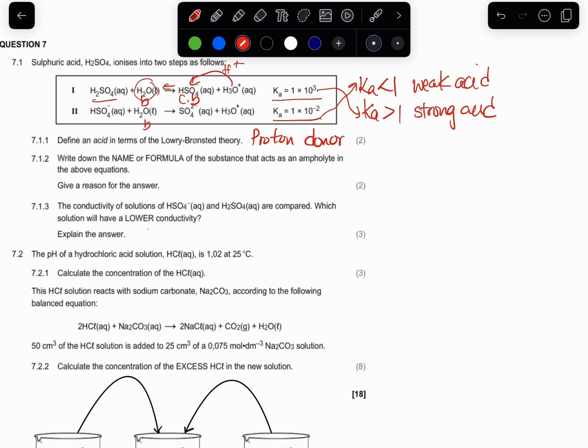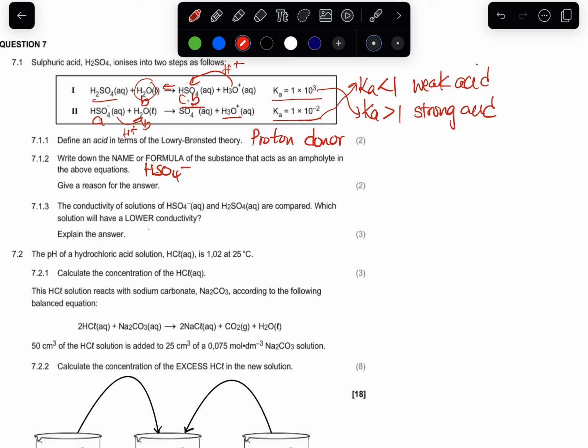So let's look at the hydrogen sulfate in this side. This hydrogen sulfate donates a proton to water. How do we see that? We see the water becomes oxonium. So we conclude that this hydrogen sulfate here, in this side it acts as what? As an acid. In this side it acts as a base. So it is an ampholyte. So let's write it there. The formula is HSO4 minus. The name is hydrogen sulfate ion.